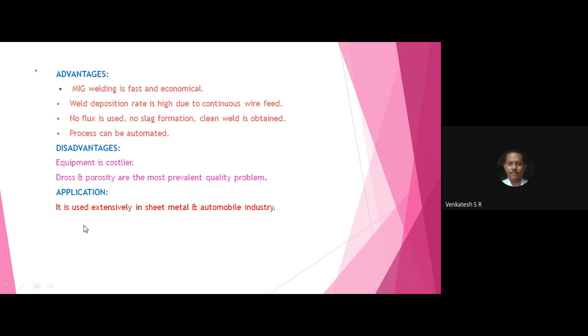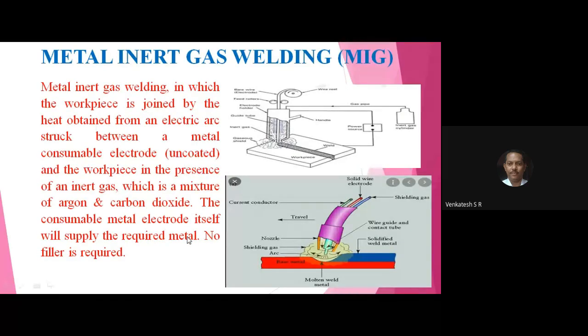And the applications, as I told you earlier: it is used in automobile industry, spacecraft, aircraft, and chemical industry, and some of the industries where corrosion is the main problem. In dairy industry and chemical industries, they use MIG welding for joining of stainless steel and non-ferrous metal. These are the applications of metal inert gas welding.